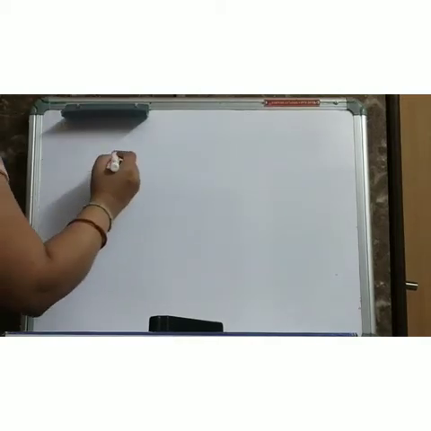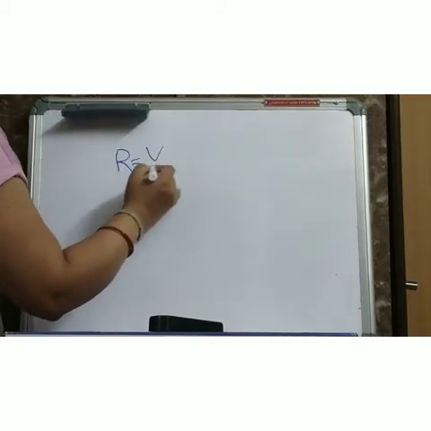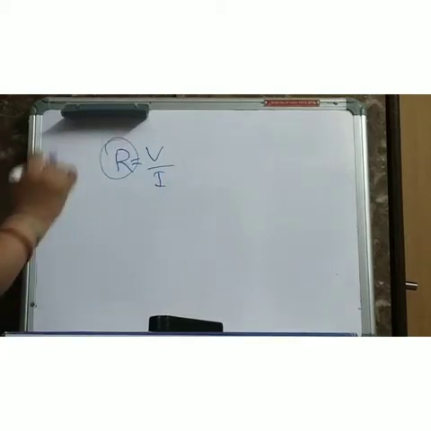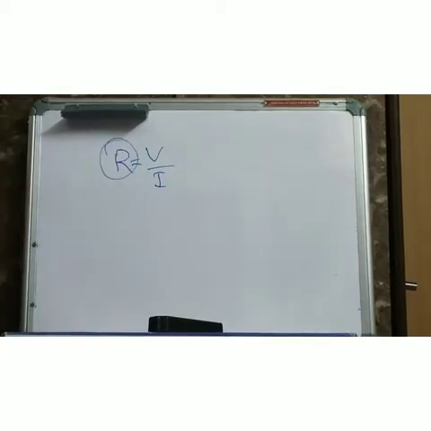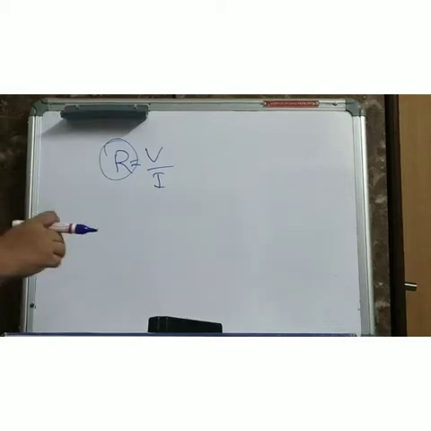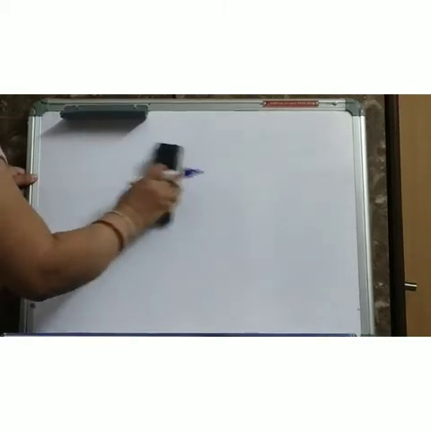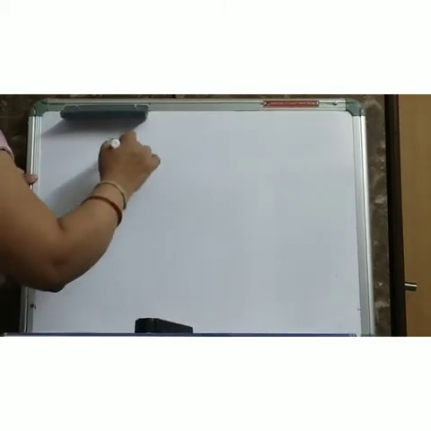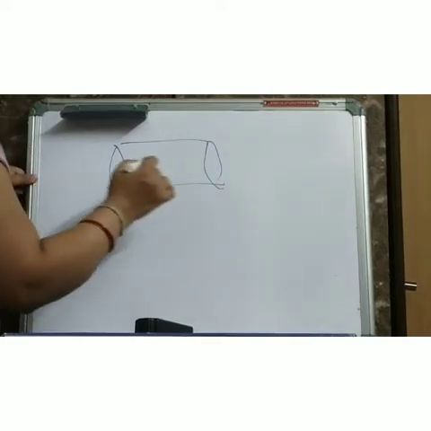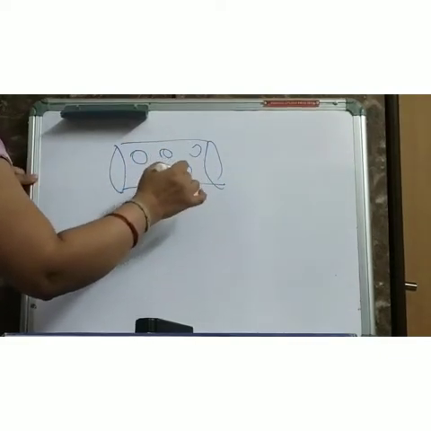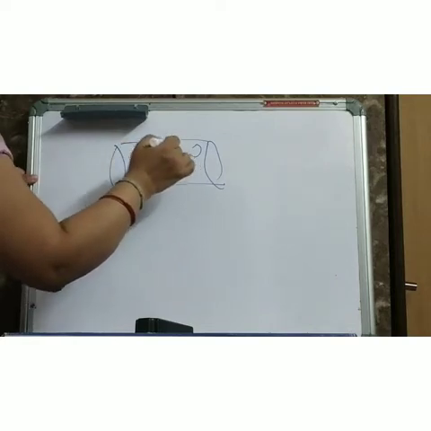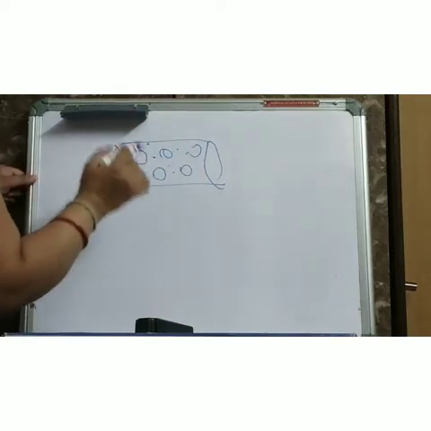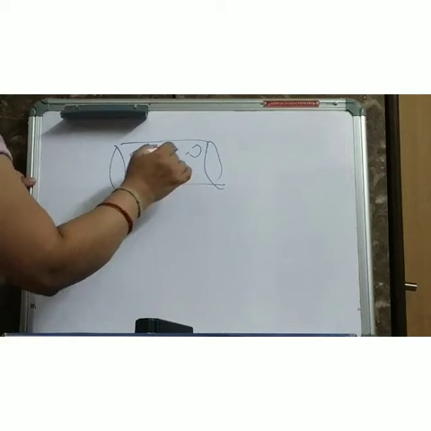Hi everyone. In yesterday's class, we discussed Ohm's law, and from Ohm's law we got the relation R is equal to V by I, and this is your resistance. So where this resistance is coming from, that we are going to discuss now. Suppose we take a conductor. So many atoms will be there and so many free electrons will be there, and these free electrons move randomly.